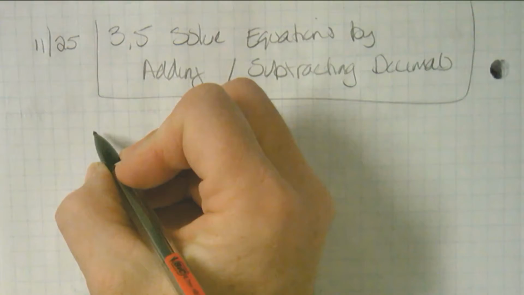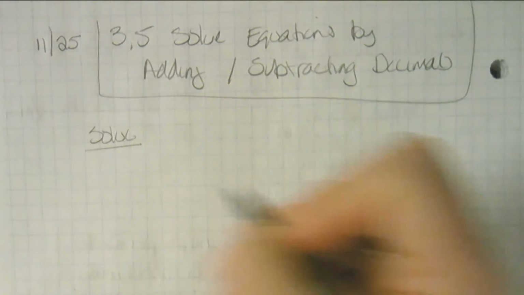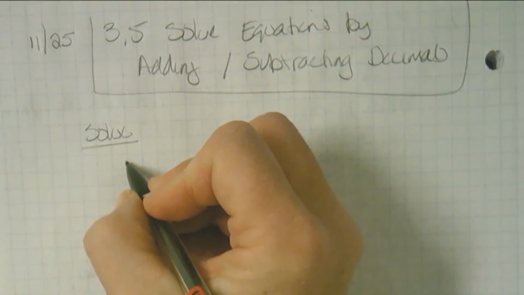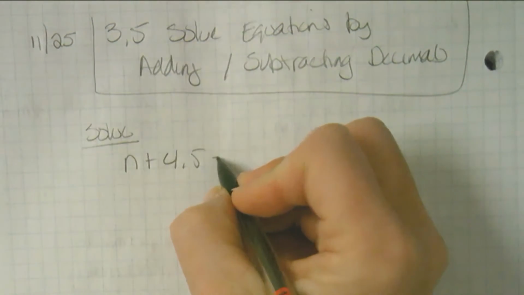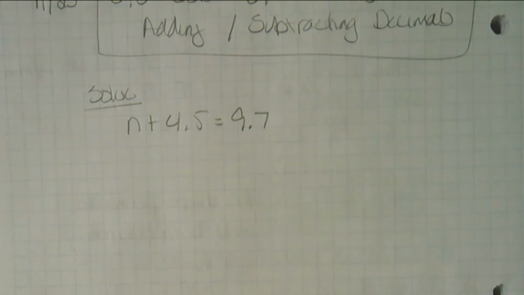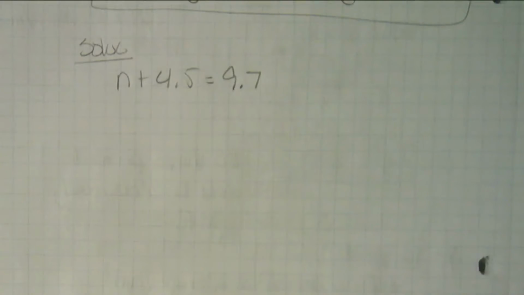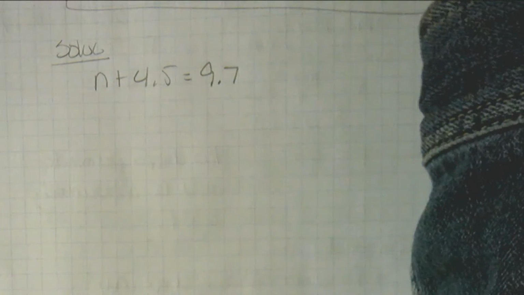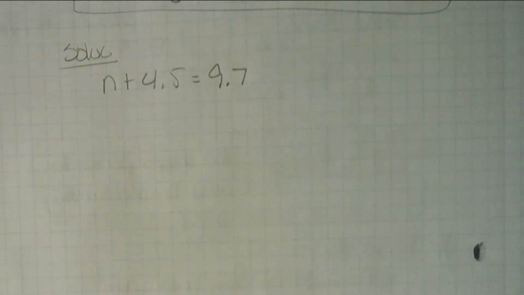All right, so let's just dive right into solving some equations. And then we're going to get into story problems. So I have n plus 4.5 is equal to 9.7. Someone tell me what to do. This should be a really nice review for you with remembering how to solve equations. Come on. You guys should be able to do this in your sleep.